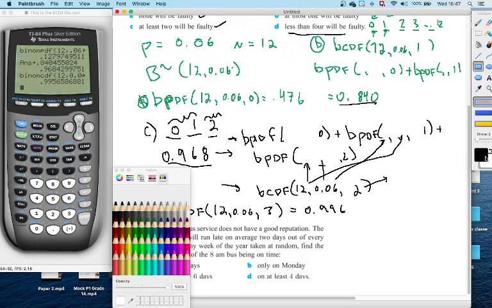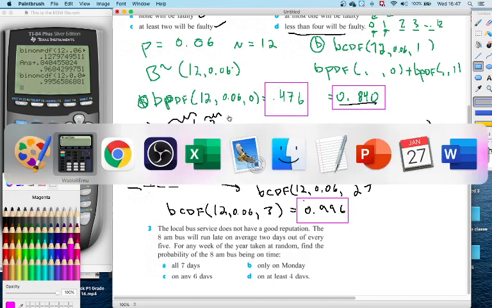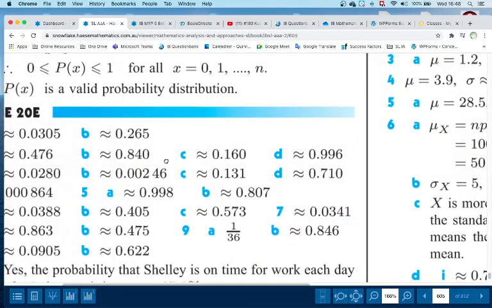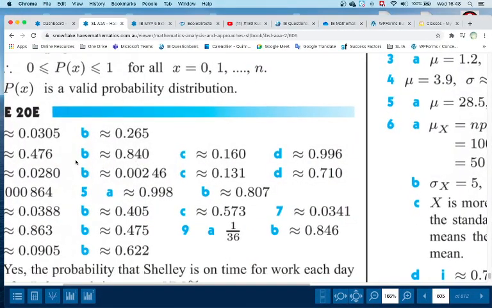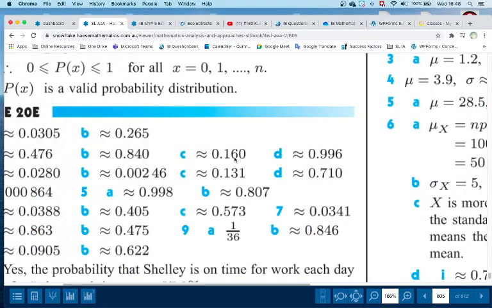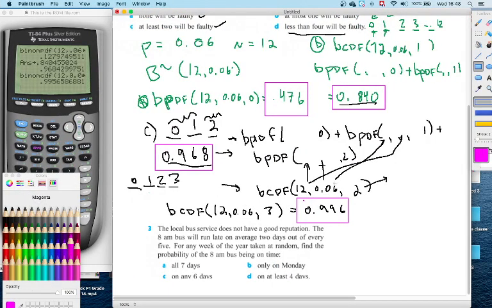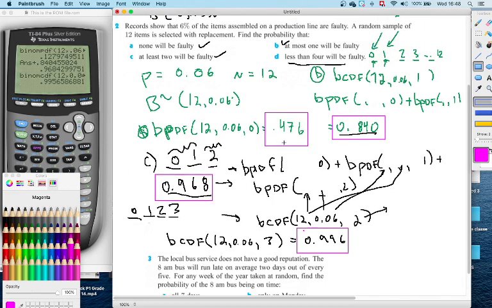So if we do this here, let's just check our answers. I'll square off my answers so we can see them. So we have this answer for one, this answer for the other. We have this answer here, and then we have this answer here. So if we go back to our solutions, we have for question B 0.46, 0.476, 0.840, which is good here, and 0.160 and 0.996. So 0.996 and 0.968. So I've read the question wrong.